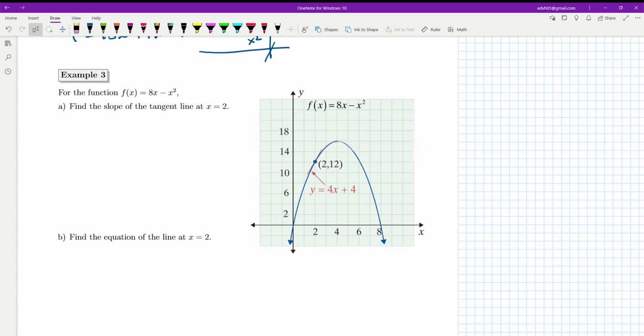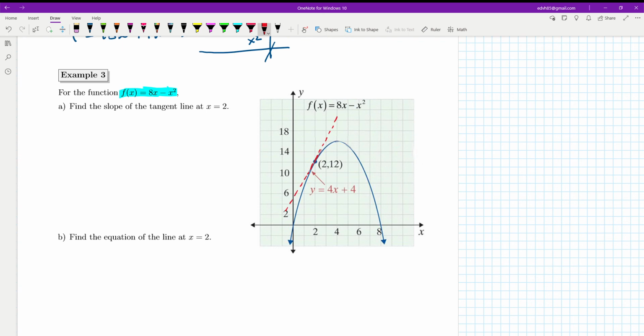We're going to use the derivative because, again, the derivative means the slope of the tangent line at a given point. So we have this function right here, f of x equals 8x minus x squared. And they're asking us to find the slope of the tangent line at x equals 2. So when x equals 2, we have this point right here, and over there we can see this tangent line.